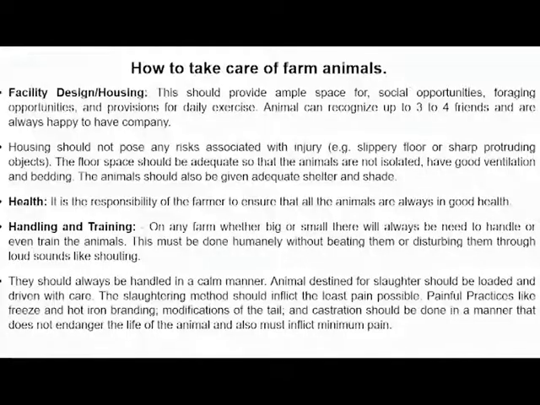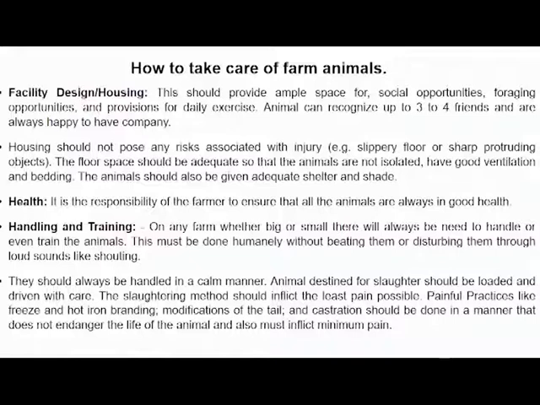That's why the housing facility or design must be able to provide enough space for the animals to mingle with one another or to move around. Housing should also not pose any risk associated with injuries, for example, a slippery floor or sharp protruding objects. All these things should be avoided.